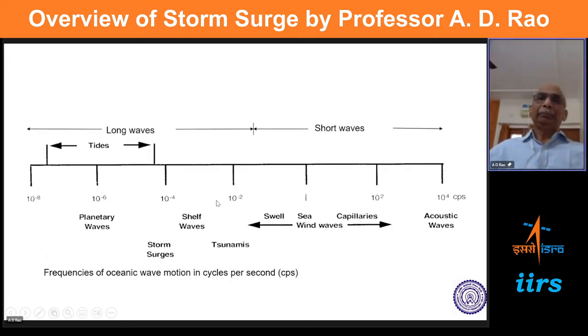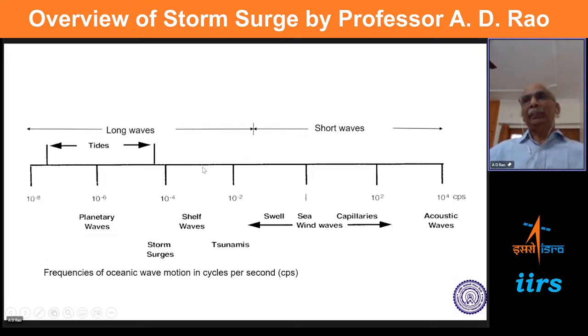If you look at the frequency spectrum of the different waves, starting from the acoustic waves, we are not interested in those. For capillary waves, the main restoring force is surface tension, so we are not interested. Beyond capillary waves are the gravity waves, from sea waves to planetary waves. They all come under gravity, because gravity is the restoring force. There are two kinds of waves within these gravity waves: short waves and long waves.